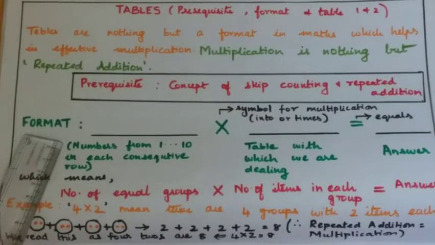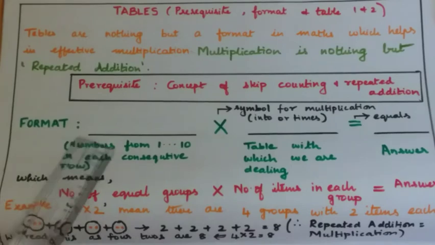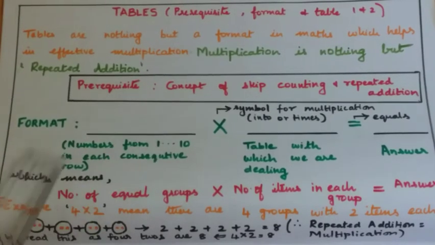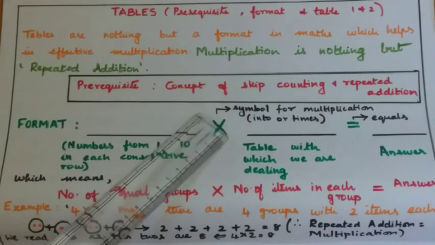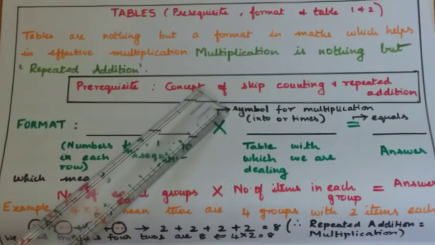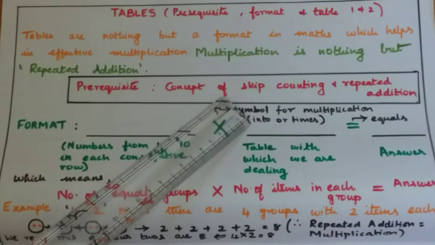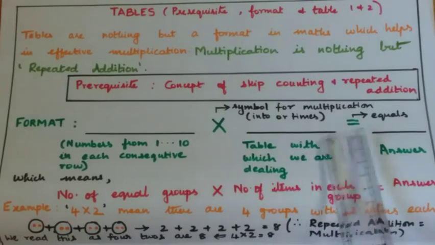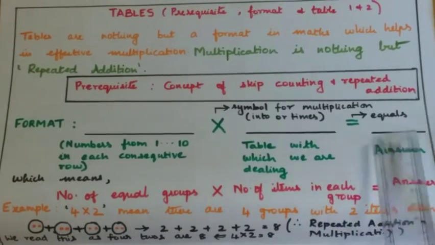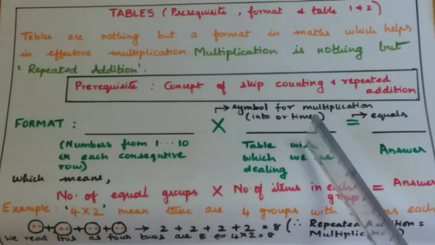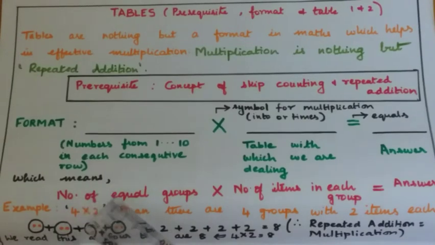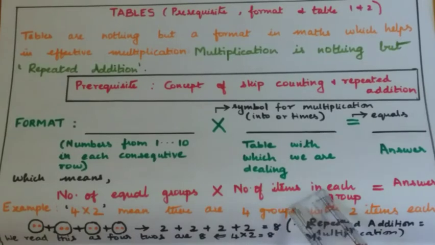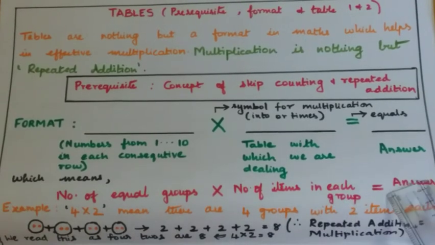Now let's first see the basic format for writing tables. The first number of each row are the numbers from 1 to 10 in each consecutive row, and you need to put the symbol for multiplication, which is a cross, and it is called into or times, and then the next number will be the table with which we are dealing, equals the answer. This is the basic format of writing tables, which means the number of equal groups into the number of items in each group will give the answer.